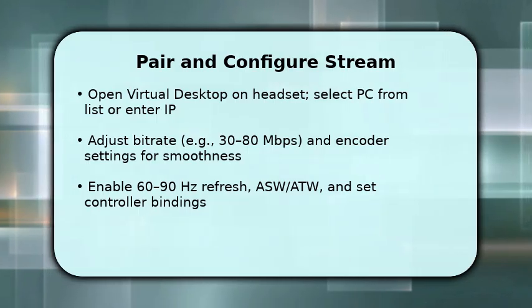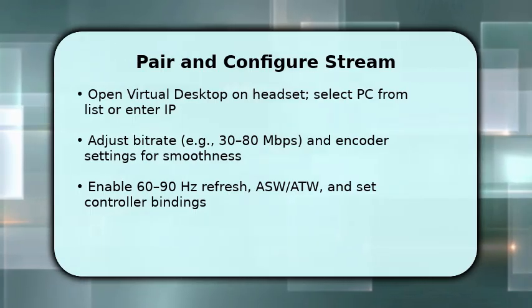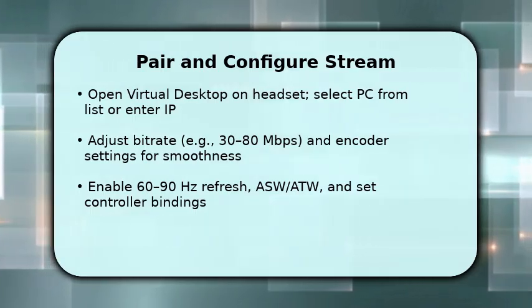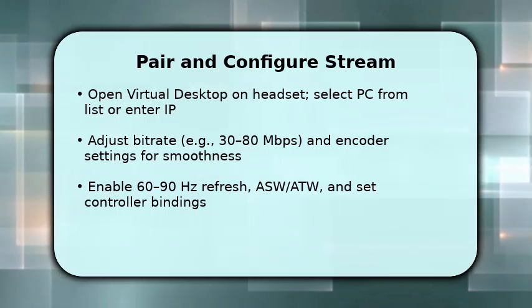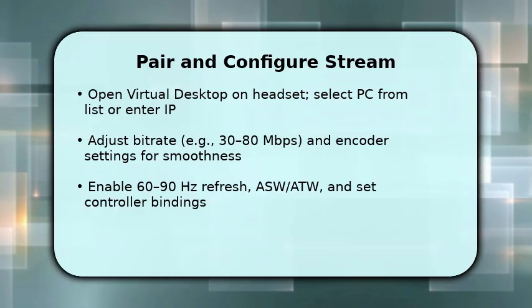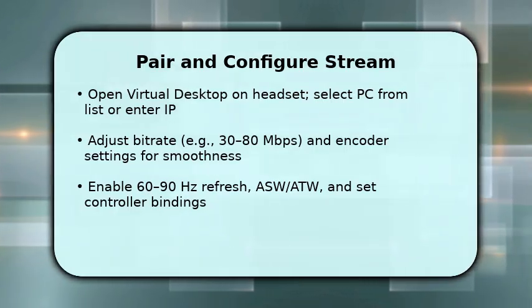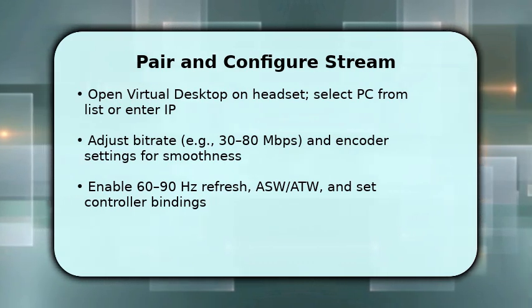Next, raise bitrate gradually. Try 30 to 80 Mbps, so you balance visual fidelity against your network capacity. Adjust encoder and refresh rate to 60 or 90 Hz, depending on headset and GPU. Make sure controller bindings are set so input mapping feels natural when you launch apps. You're at the finish line.